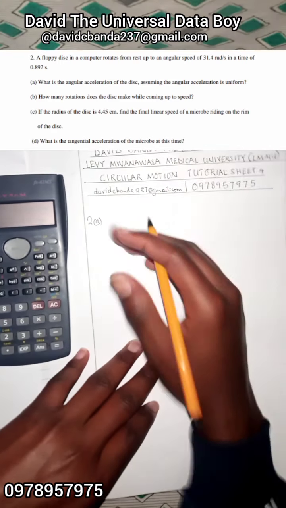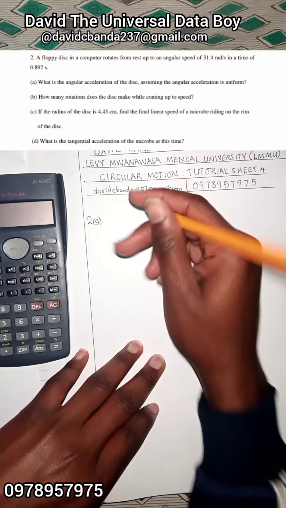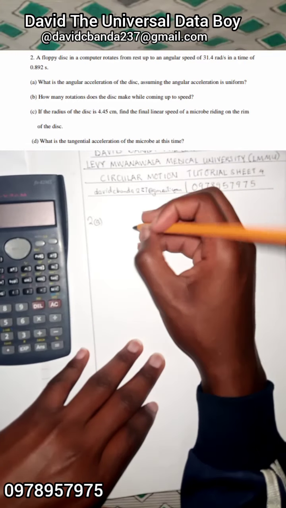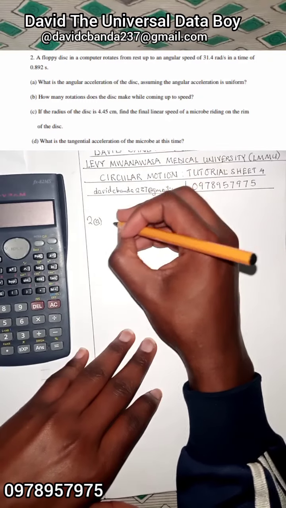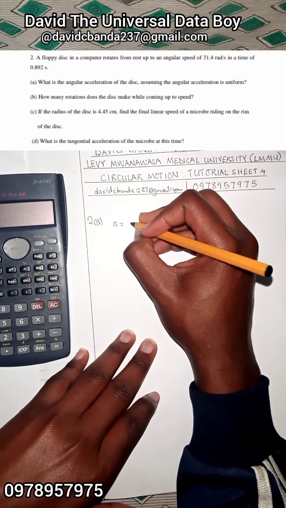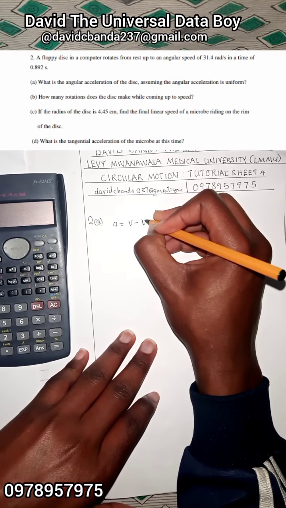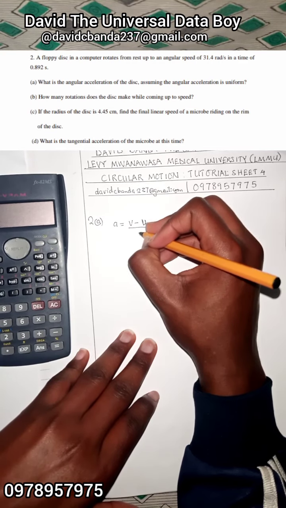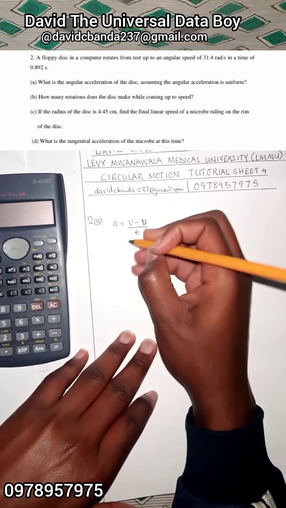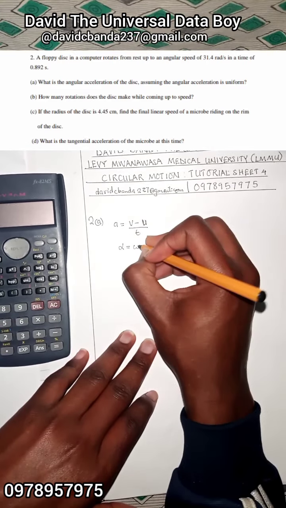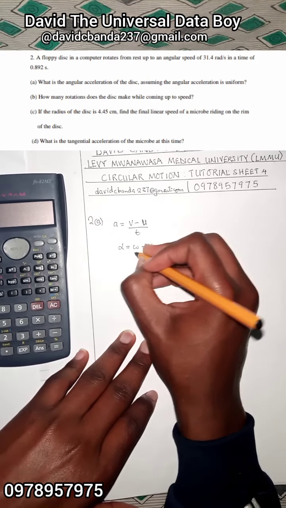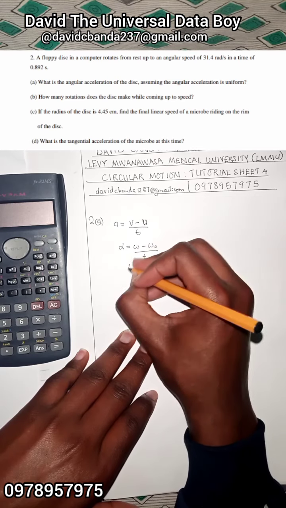So question A says, what is the angular acceleration of the disk assuming the angular acceleration is uniform? So now angular acceleration cannot be uniform, but then we're being told to assume it's uniform. Thus we can use the equation which has the uniform acceleration. So we have the equation in linear motion. The equation is a, acceleration is equal to velocity minus initial velocity over the time. But then when we come to circular motion, we're going to have angular acceleration is equal to angular velocity minus angular velocity initial over the time. So this actually comes from that.